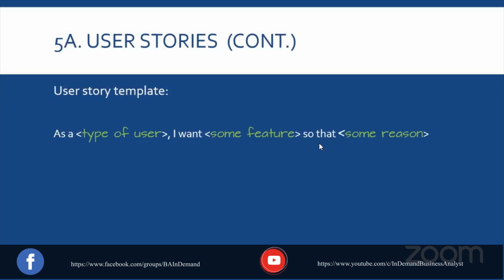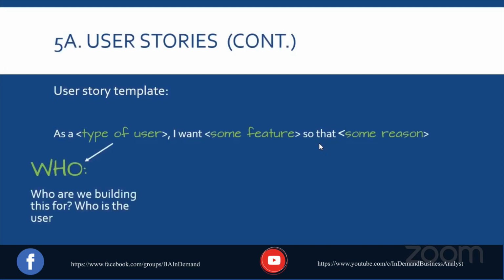I remember when I first started writing user stories, they were really bad. I would go back and refine them, and the more experience you get, the better your user stories will become. So the type of user is the who, and this is the thing you want to mention, the 3 W's. The who: who are we building this for? Who is the user? The type of user is our actor.